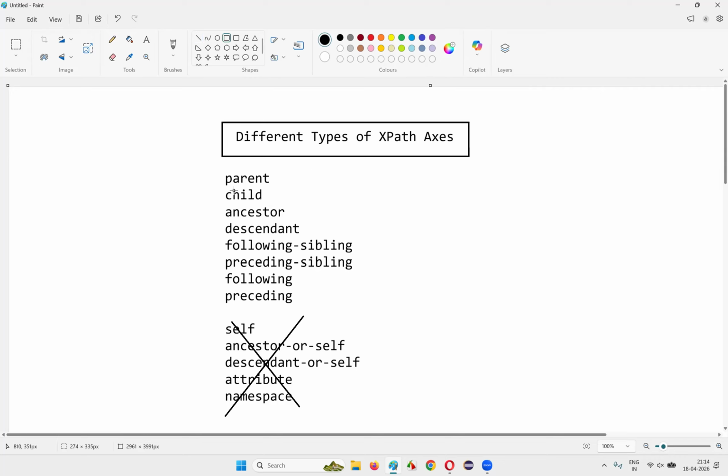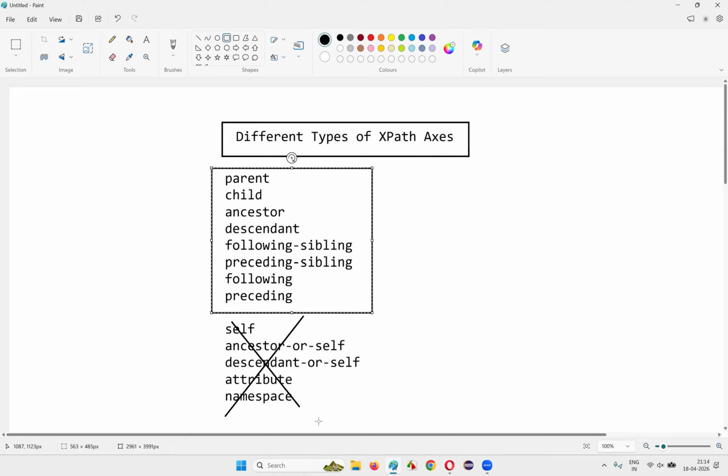So what do we have to learn? We have to learn these 8 axes that we use in building the XPath expressions for locating the UI elements on the web pages. Okay, so if you learn these 8 axes, even though we have 13, we have to learn only these 8 axes. Okay, these 8 are enough, guys.